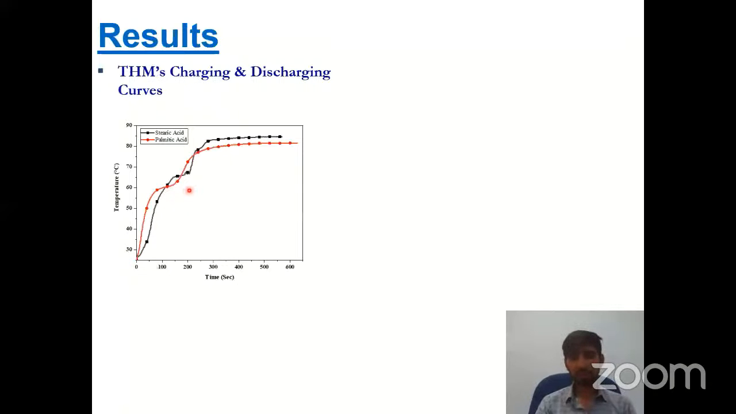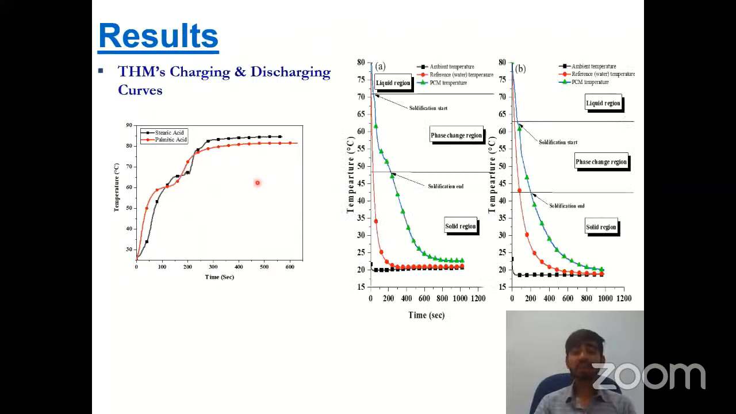And then in this portion it shows the phase change material, and this one also becomes straight due to the low temperature difference between the distilled water and the phase materials. And here is stored the sensible heat, and at the phase change the latent heat storage, and again the sensible heat storage. Now we move toward the discharging curves.